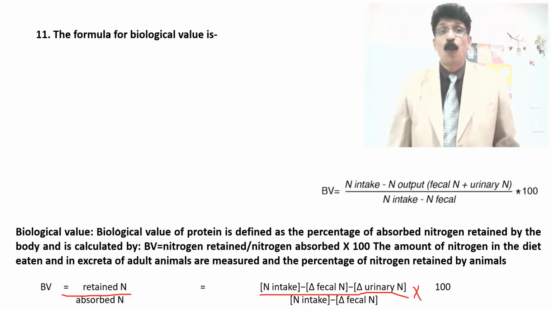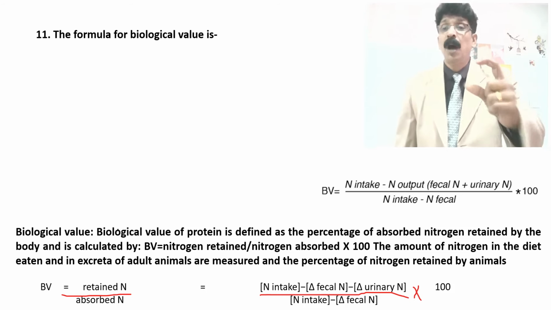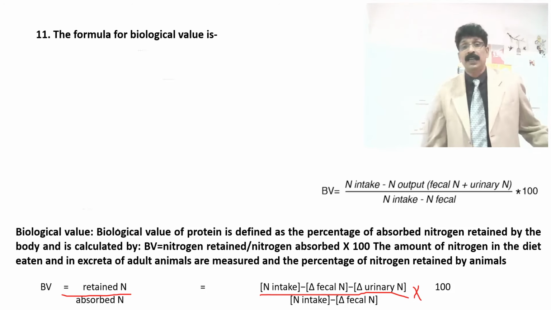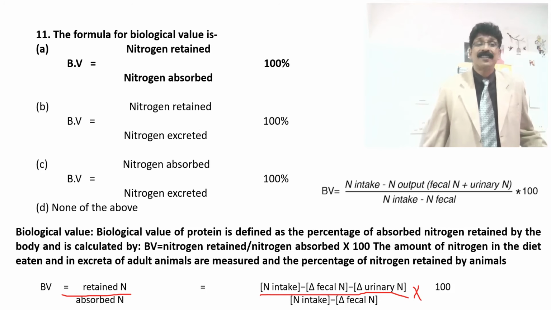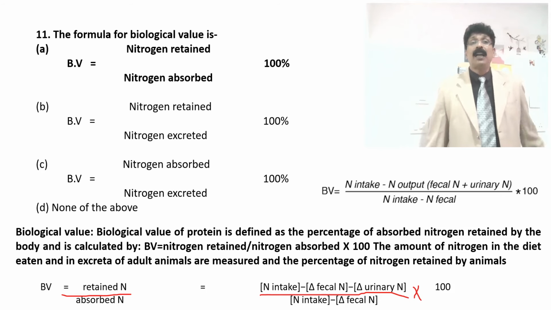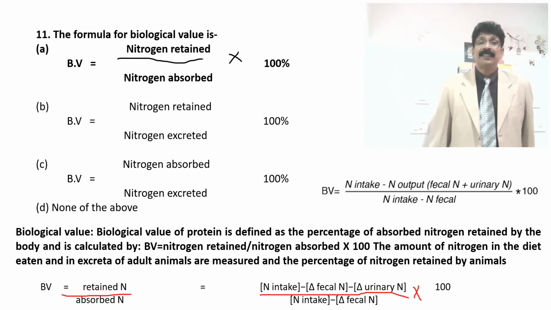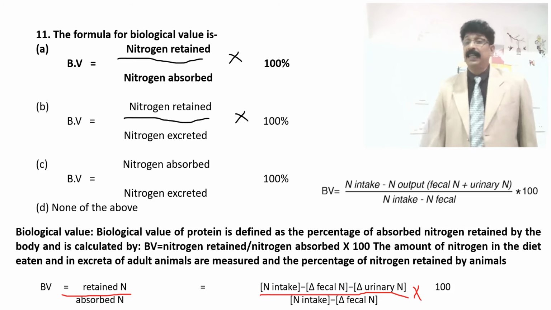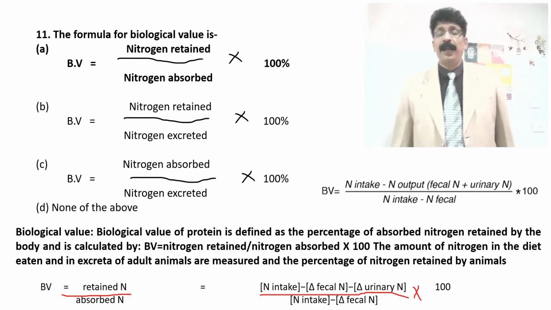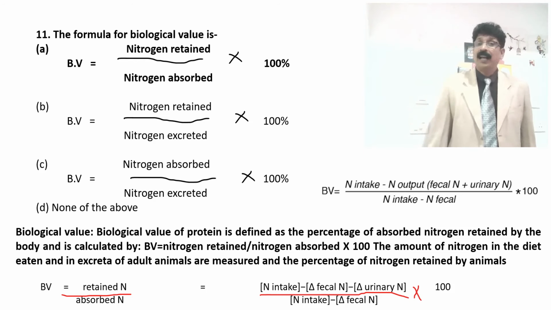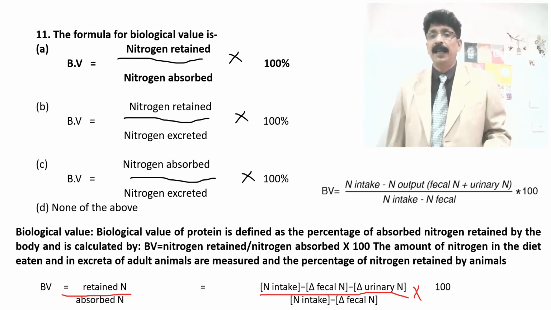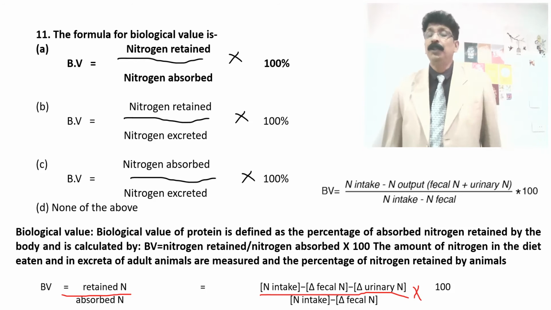to know what is the biological value of a protein, and how it can be determined by an animal study or by a human study. So you see, they have given a choice. A, biological value is equal to nitrogen retained divided by nitrogen absorbed into 100; nitrogen retained divided by nitrogen excreted into 100; nitrogen absorbed by nitrogen excreted into 100; and none of the above. The answer is very clear: nitrogen retained by nitrogen absorbed into 100.